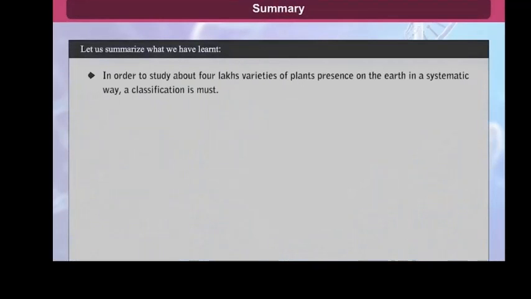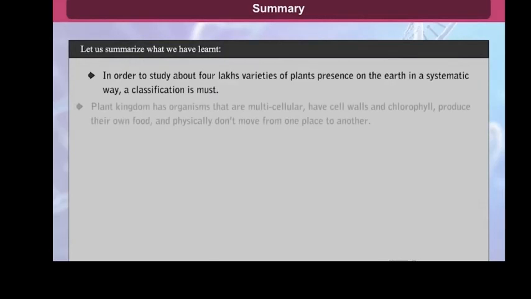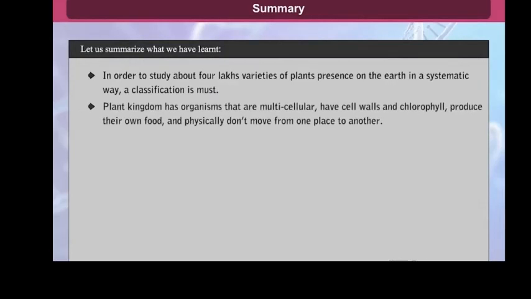In order to study about 4 lakh varieties of plants present on the earth in a systematic way, a classification is a must. Plant kingdom has organisms that are multicellular, have cell walls and chlorophyll, produce their own food, and physically don't move from one place to another. It includes algae, bryophytes, pteridophytes, gymnosperms and angiosperms.